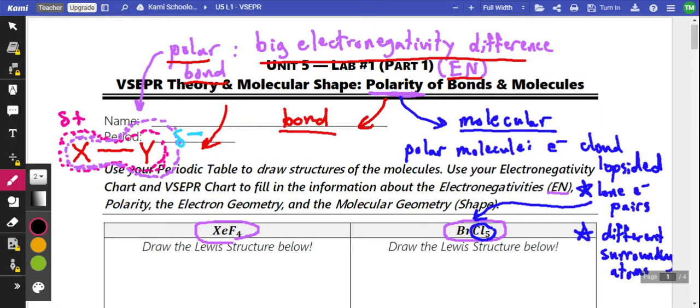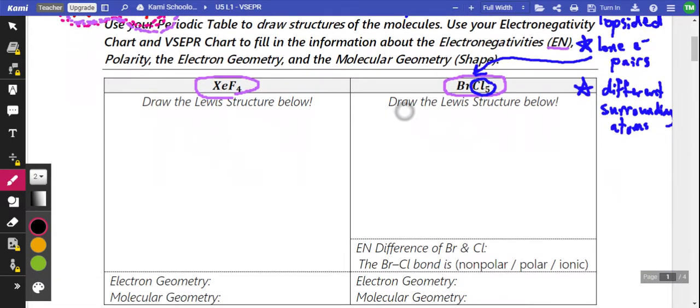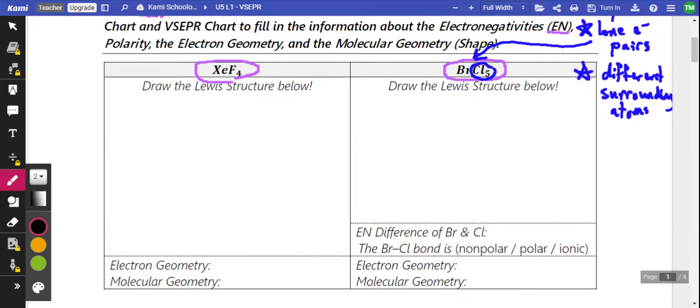Okay, let's do some quick examples here. Let's start with XeF4. Since Xe is my odd one out, I'm going to place it in the center. I'm just going to spread out my fluorine atoms around that center xenon atom.